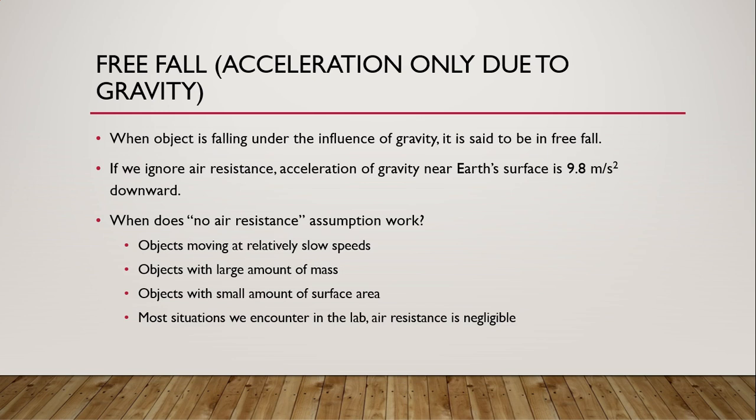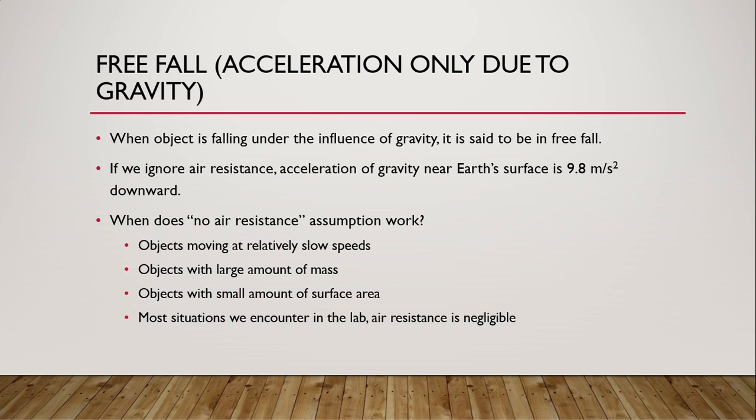The second type of situation that I want to deal with, a one-dimensional kinematic situation that we see quite frequently, is what we call free fall. And free fall is where the acceleration is only due to gravity. This is when an object is falling under the influence of gravity. It's said to be in free fall if it's falling only under the influence of gravity. So if we ignore air resistance, acceleration of gravity near the Earth's surface is about 9.8 meters per second squared in the downward direction toward the surface of the Earth.